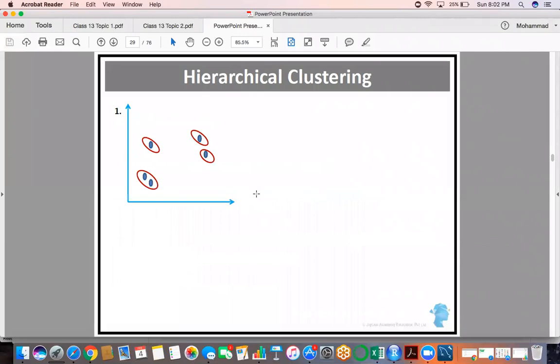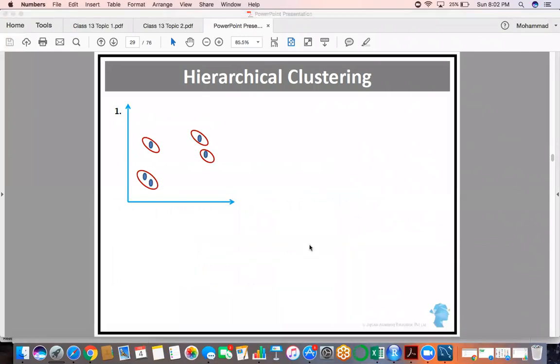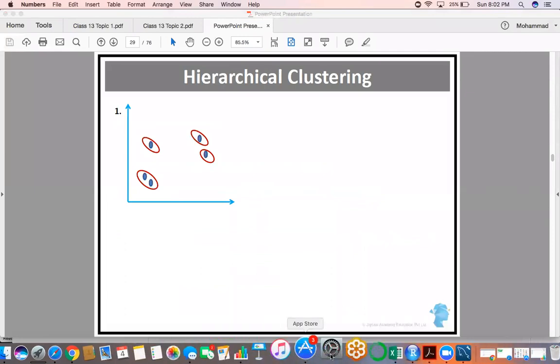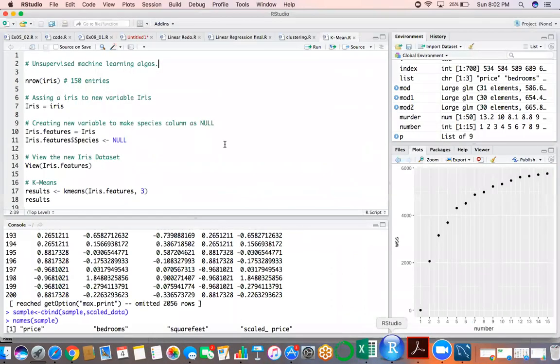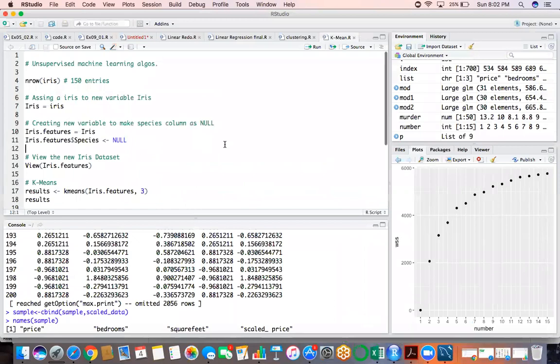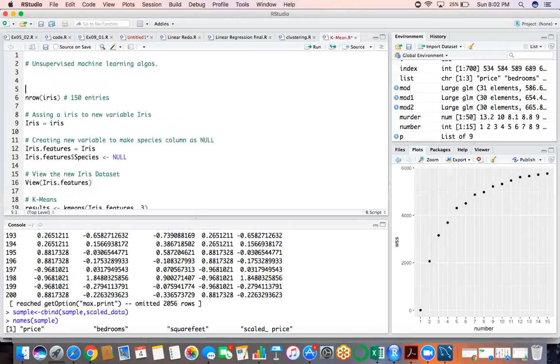So we'll come to hierarchical clustering. Okay, first let's see one very basic example that you can do in a system also. Okay, so we are aware of this data set iris, right?